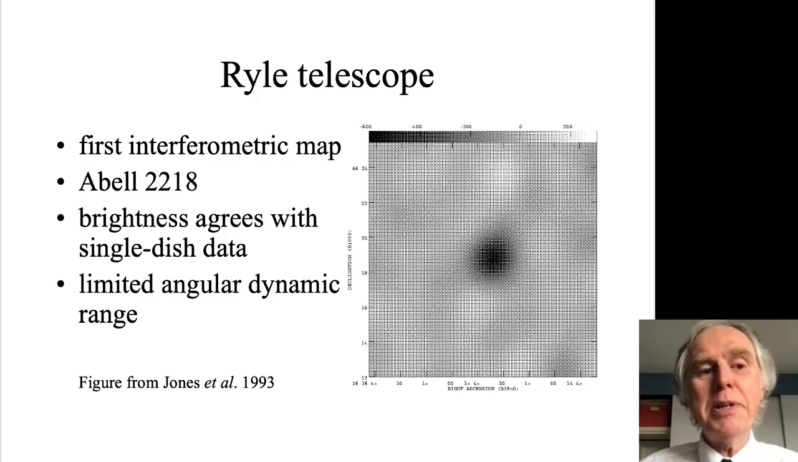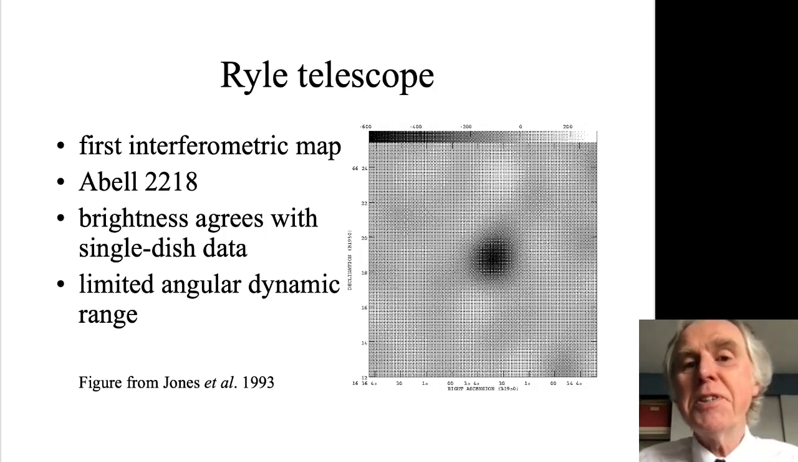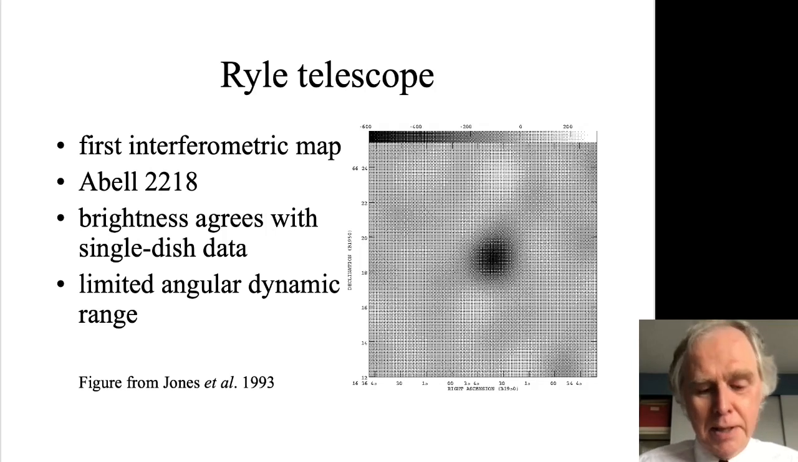The first interferometric radio image that was published is that of Abell 2218. This is that picture, fairly rough looking image, where the black blob at the middle is the SZ effect as measured at a few centimeters.